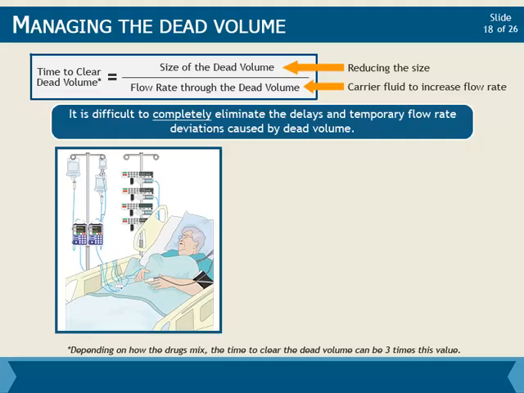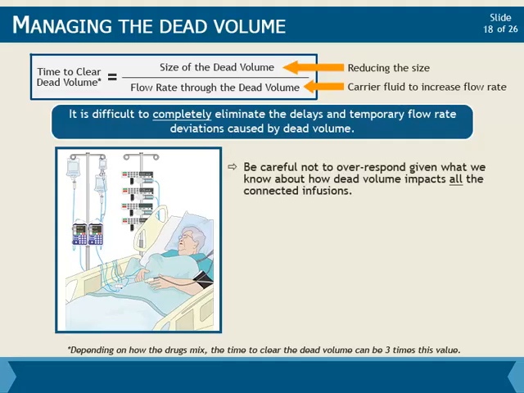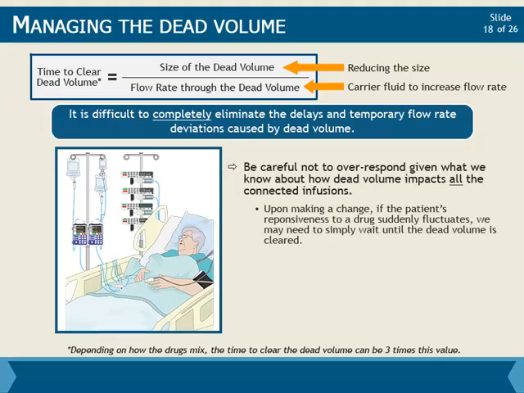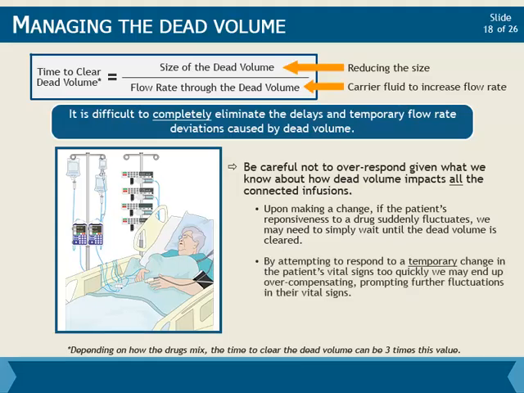Following a change, we need to be careful not to over-respond, given what we know about how dead volume impacts all the connected infusions. Upon making a change, if the patient's responsiveness to a drug suddenly fluctuates, we may need to simply wait until the dead volume is cleared. By attempting to respond to a temporary change in the patient's vital signs too quickly, we may end up overcompensating, prompting further fluctuations in their vital signs.